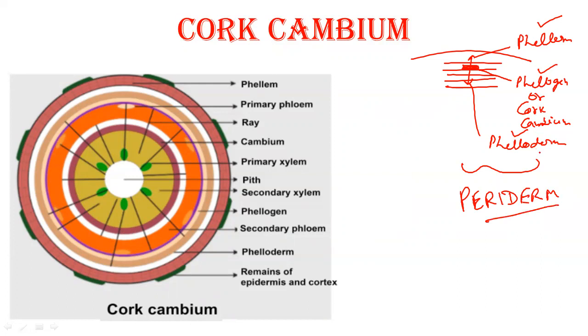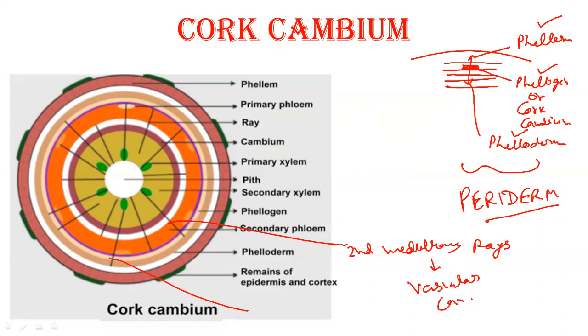Understood what is periderm? Phellum, phellogen and phelloderm. You can see these radial rays in this picture. These are secondary medullary rays, and these rays are formed due to the activity of vascular cambium. These rays are a narrow band of parenchymatous tissue.